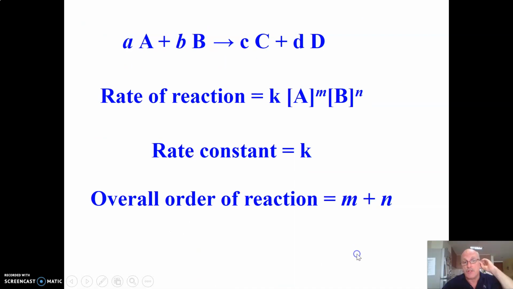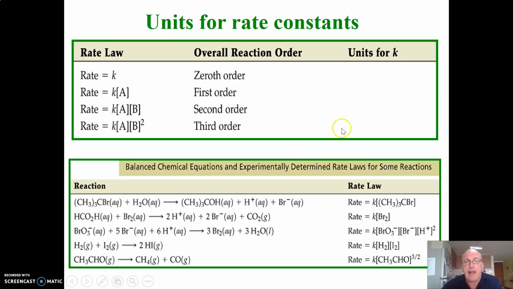And here is a summary slide. This is a general slide, okay? For this reaction here, the rate of the reaction is K times A times B raised to particular powers, these exponents, and those are called the orders of reaction, okay? And a quick look now, first order, you know, is 10 to the minus 1. 0 order is the same as the unit of rate. Second order, we just did it, is dm cubed per mole per time.